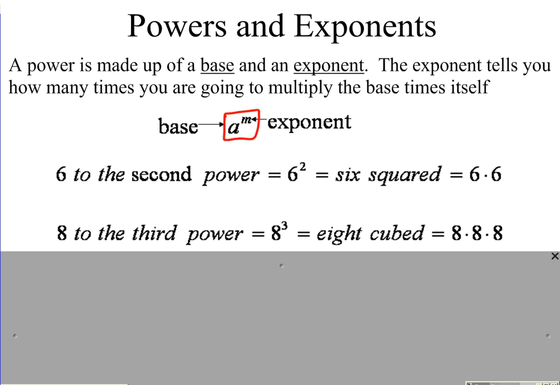Same thing with something to the third power. 8 to the third power can be written in power form as 8 with an exponent of 3. It is also read as 8 cubed, which means we are taking 8 times 8 times 8. So anything to the second power is said to be squared. Anything to the third power is said to be cubed.